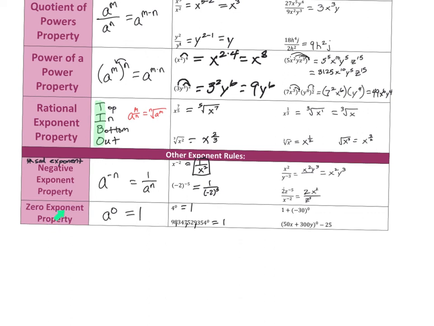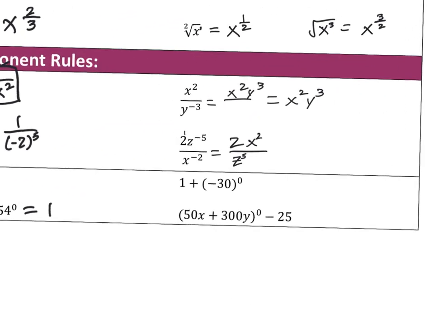Last thing, one of the easiest things we went over last class period was the zero exponent property. Remember, anything to the 0 power will be equal to 1. We talked about the easier examples: 98,347,529,354 to the 0 power was 1. All right, so let's go over a couple of examples adding on to that.